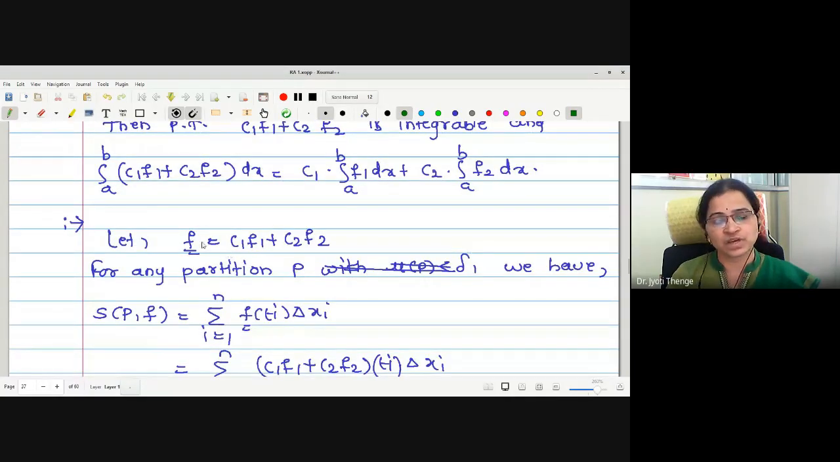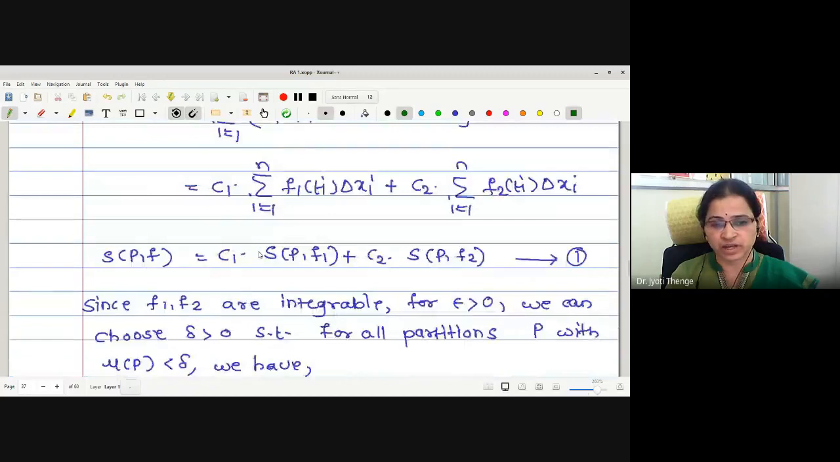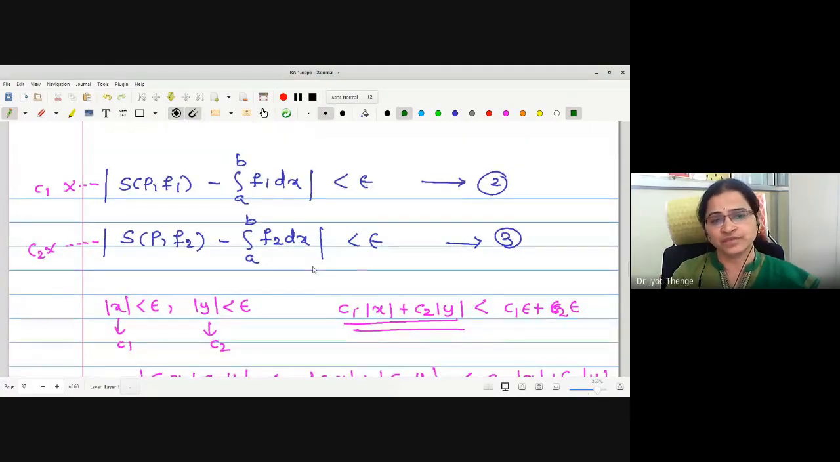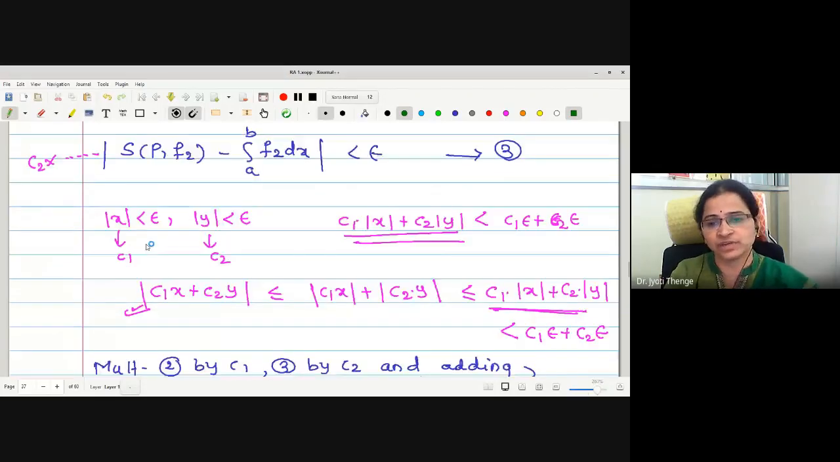For this, we assumed initially that this linear combination be a function f, say. Then we started finding its Riemann sum. After finding the Riemann sum, we saw that this Riemann sum of the function f is the linear combination of the Riemann sums corresponding to the functions f1 and f2. Then we wrote the definitions of integrability of f1 and f2 by using Riemann sum. Then we multiplied both the inequalities respectively by c1, c2, and we added.